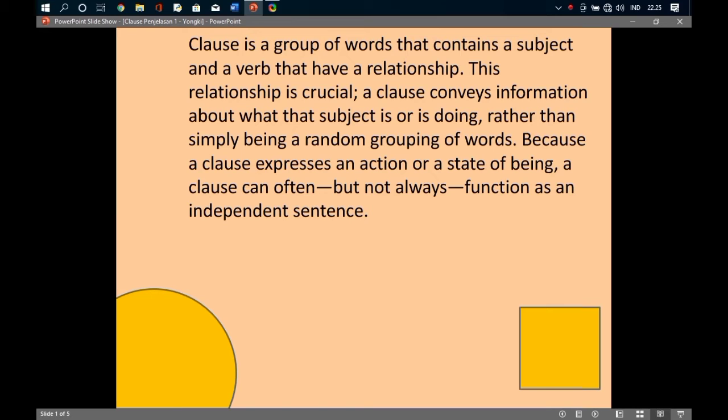You can see from my PowerPoint, clause is a group of words that contain a subject and a verb that have a relationship. This relationship is crucial. A clause conveys information about what that subject is or is doing rather than simply being a random grouping of words. So if you take a look in detail at the sentence, you will find a group of words that contain a subject and a verb. That group of words is called a clause. This part may have been explained by Nabila in our group, so I'm going to continue the PowerPoint.